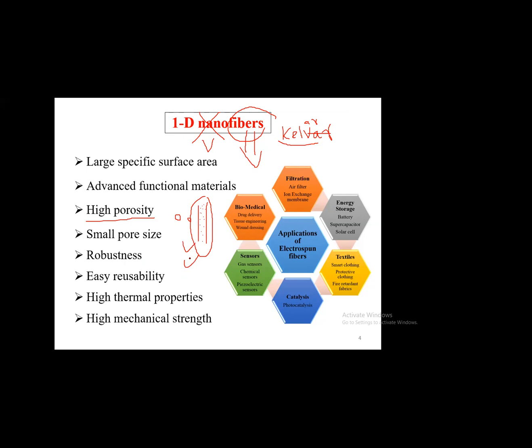Carbon nanofibers and these normal fibers have good strength compared to other fibers. When we talk about the applications of these electrospun fibers, this material can be used for filtration. They are used in energy storage. They are used in textiles, where smart clothing, protective clothing, and fire retardant fabrics are possible.